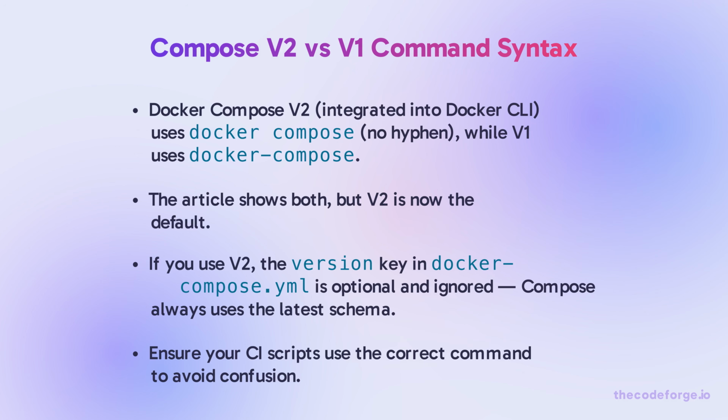Docker Compose v2, integrated into Docker CLI, uses docker compose, no hyphen, while v1 uses docker-compose. The article shows both, but v2 is now the default. If you use v2, the version key in docker-compose.yml is optional and ignored. Compose always uses the latest schema. Ensure your CI scripts use the correct command to avoid confusion.